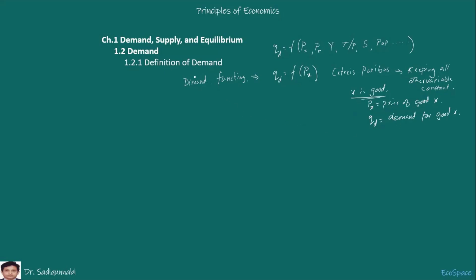Okay. So Suhail, can you tell me what is the relationship between PX and QD? If I say that PX increases, what do you say about QD? Is it increasing or decreasing? Increasing, sir. So if the price of good X increases, demand for the good increases? Yes, sir. Why?